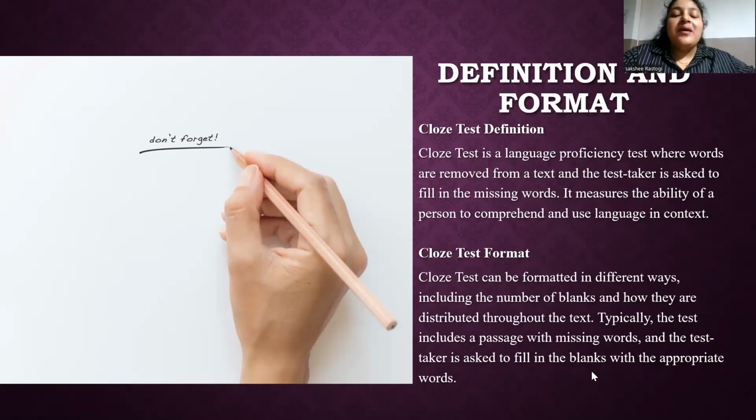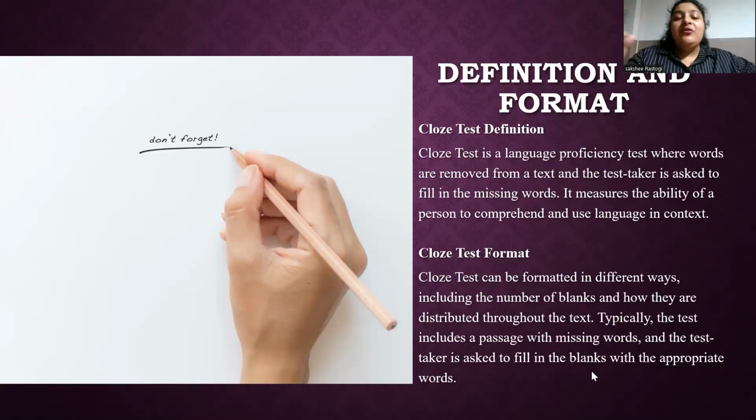Passage, a short text passage with blank spaces. Blanks are the words or phrases which are removed from the passage and replaced with blanks. Instructions are the direction for the test takers to fill in the blanks. Answer space is the space for the test takers to write their answers. Options, use multiple choice options for each blank. Questions, you can also add questions or tasks related to the passage.